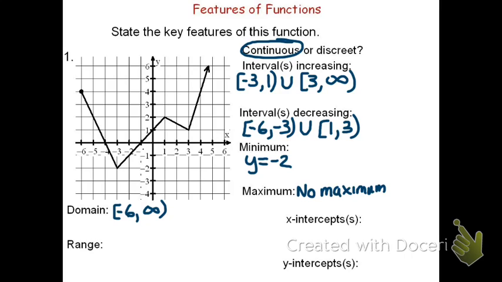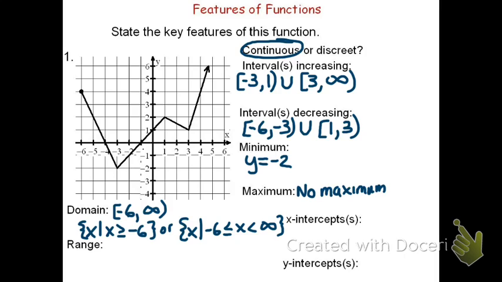This is known as interval notation. Sometimes we'll use set builder notation, which would look like this. It's the set of x such that x is greater than or equal to -6. Sometimes it's also written like this. The set of x such that x is greater than or equal to -6, but less than infinity.